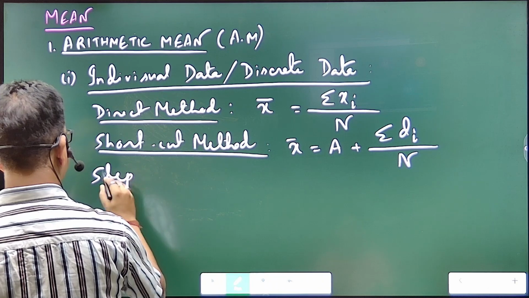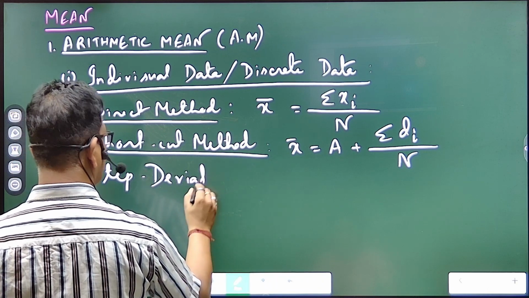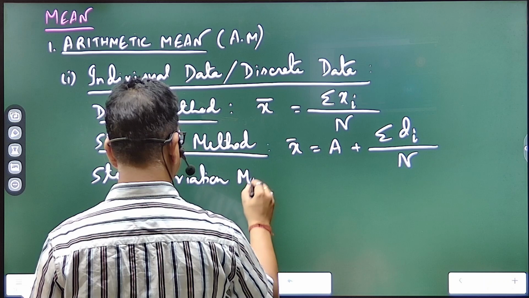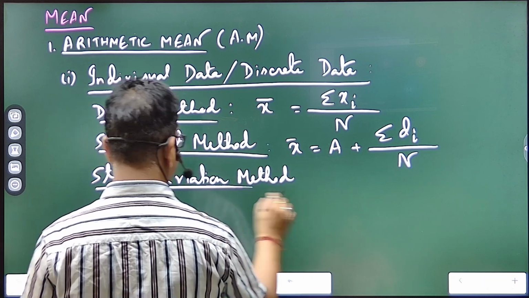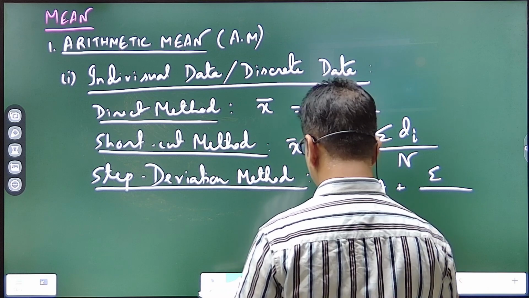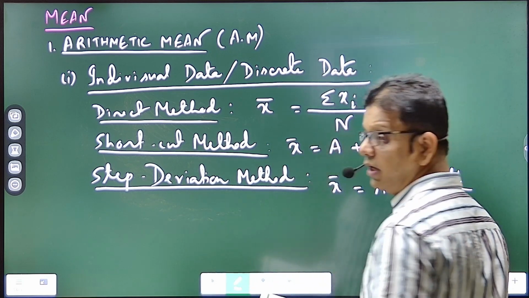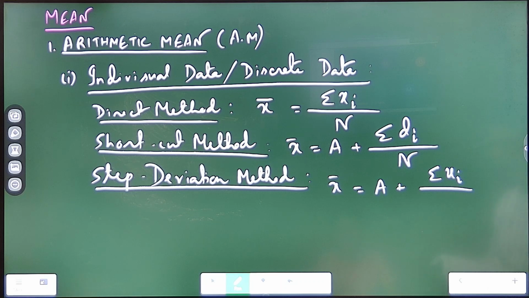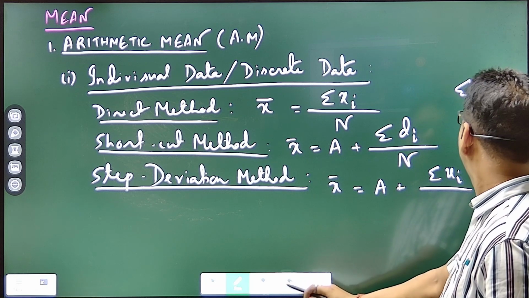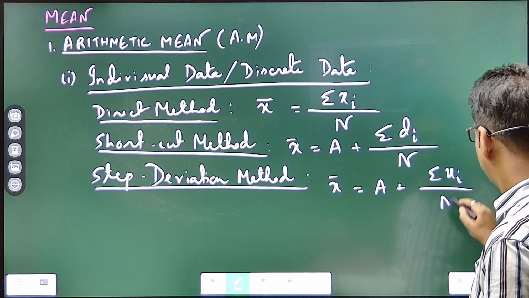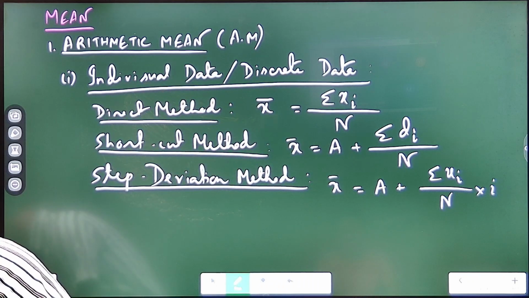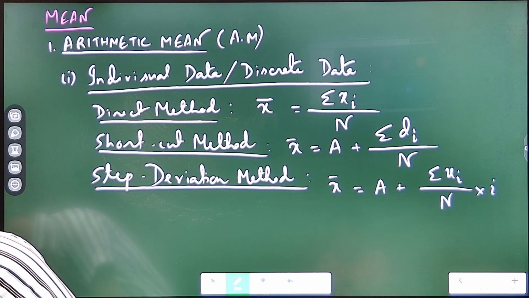The third one is the step deviation method. All these methods are also there for group data. In the step deviation method it is almost the same: x bar equals a plus summation of ui by n, multiplied by i. I am using the symbol ui; in your textbook it is given as summation of dx dash. So this is all about individual data. I will explain how to get it, then I will come to group data.